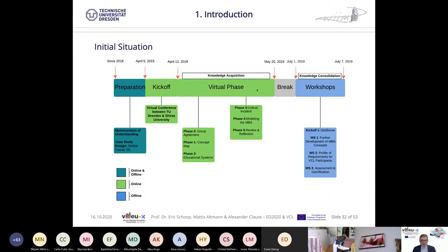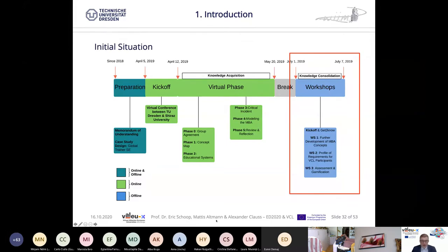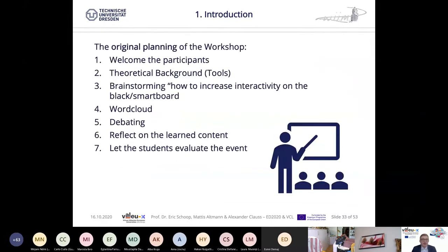The questions arise. How do I design the workshop that was actually intended to apply the acquired knowledge? How do I bring interactivity into a virtual environment and encourage the participants of my classes to become more involved and motivated? So let's see. This is the workshop we're looking at. And now you see the original agenda or planning of these workshops, yeah?